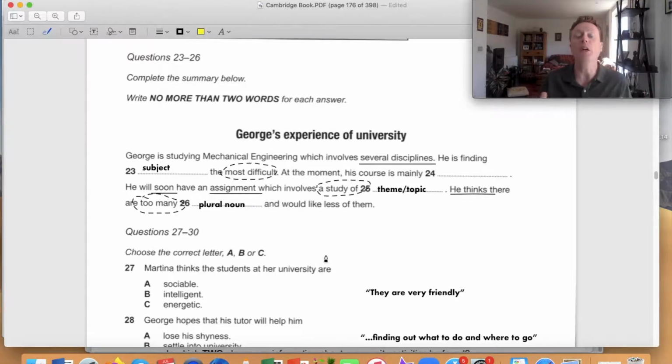So there you go. Part one, we know our first answer is a subject that's most difficult. Our second answer here, or 25, is the topic of an assignment coming soon. And number 26 is a plural noun, something that he thinks there are too many of. So our mind is ready. We're prepared for the type of information we're going to hear.